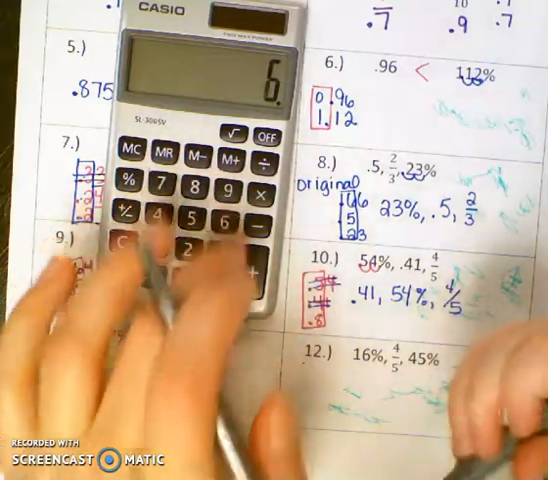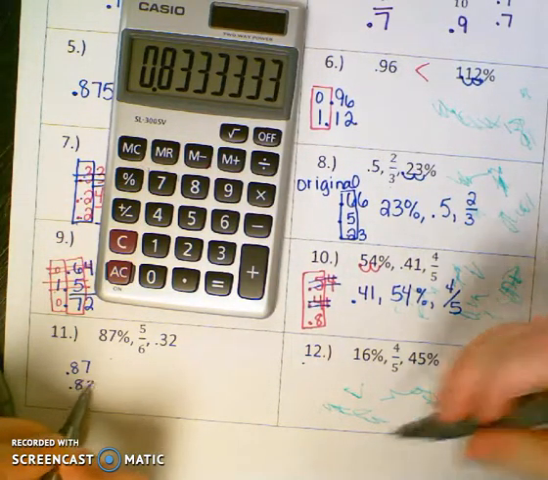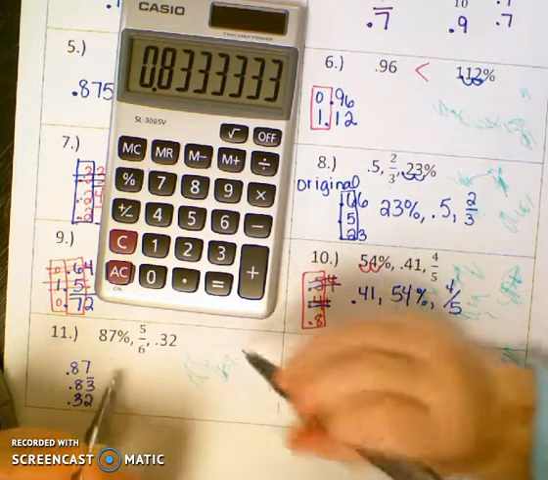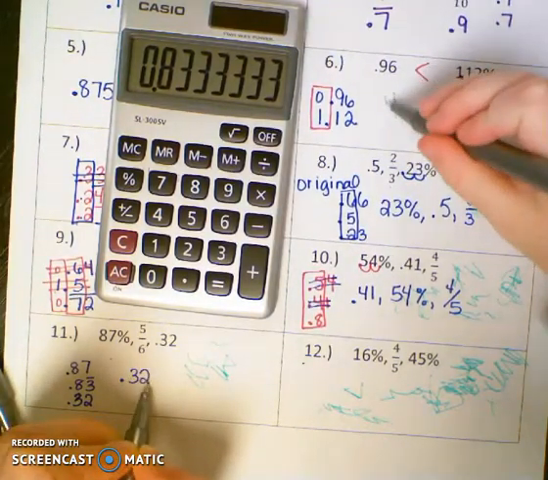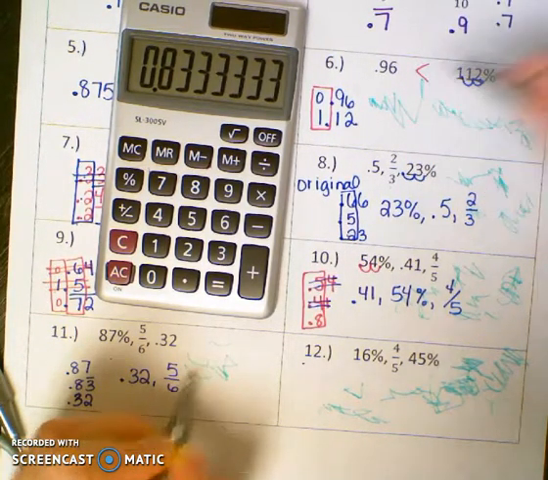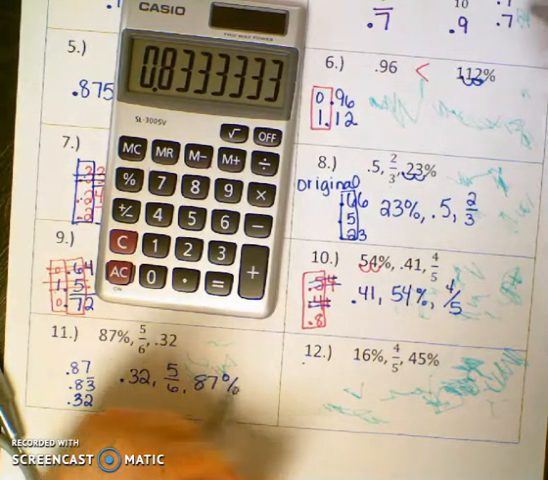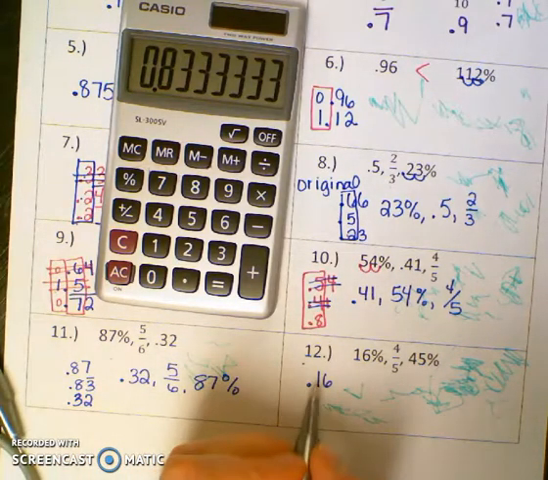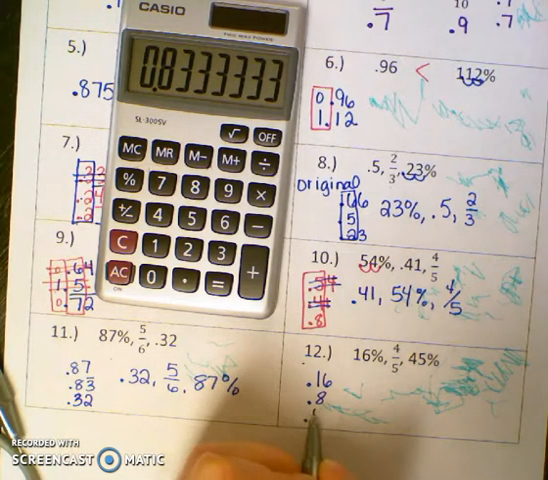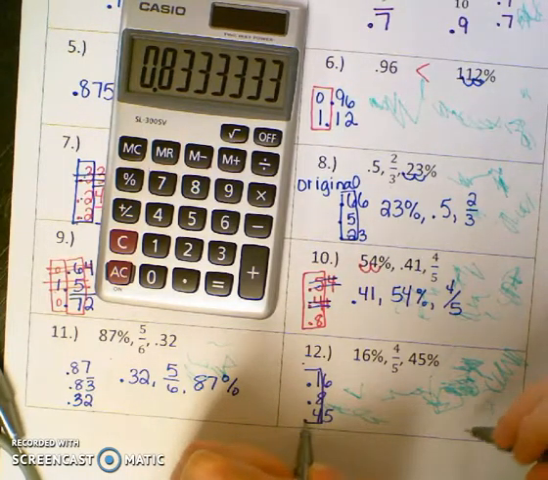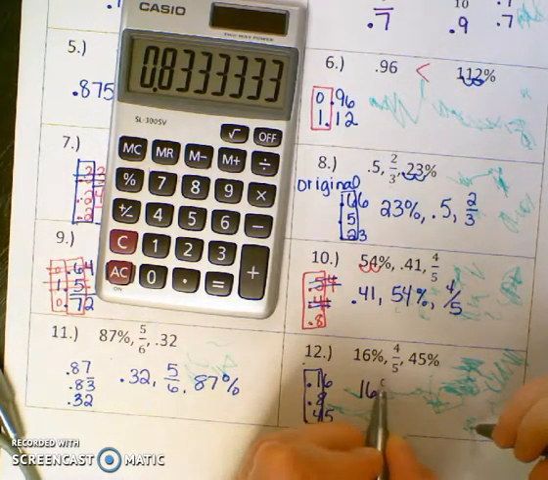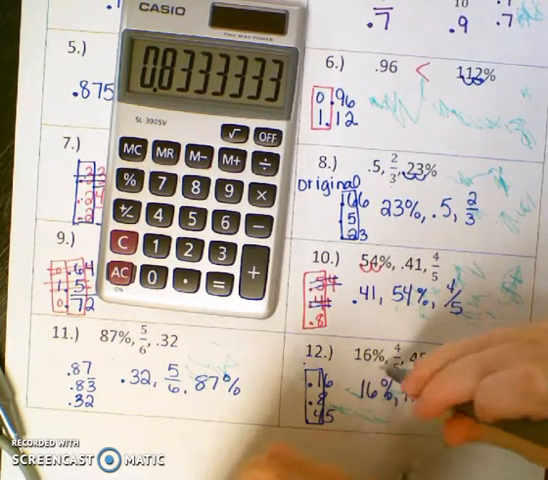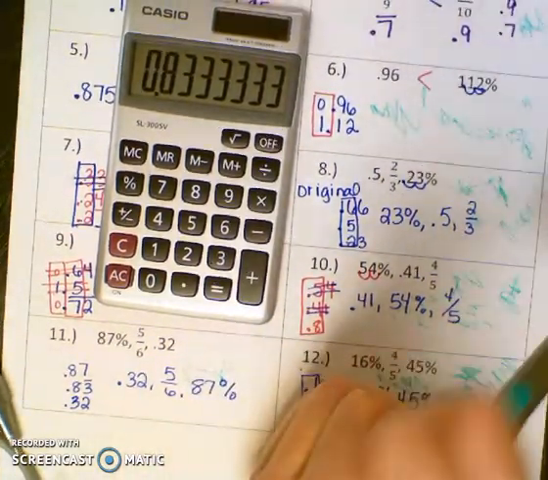All right, now that you are back, I am changing these quickly to all decimals. My smallest would be 0.32, then 5/6, then 87%. The next one. 4/5 I know is 0.8 off the top of my head, and then 0.45. Compare the largest place value. 16% is my smallest. 45% is my next smallest. And then 4/5 is my largest.